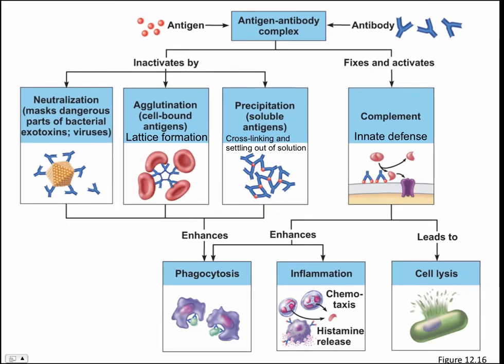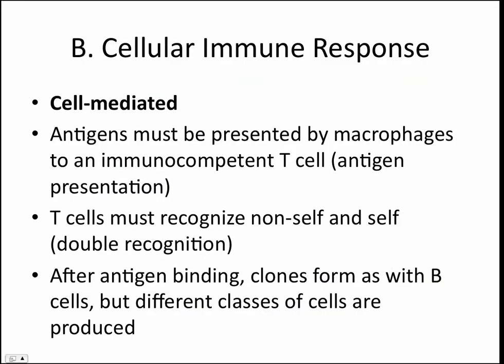With chemotaxis, we have migration of those neutrophils and macrophages to this area of infection, and we can increase histamine release that causes dilation and leaky vessels to encourage and increase this response of those neutrophils and macrophages to this area as well. Moving on to the cell-mediated branch of the acquired adaptive immunity.